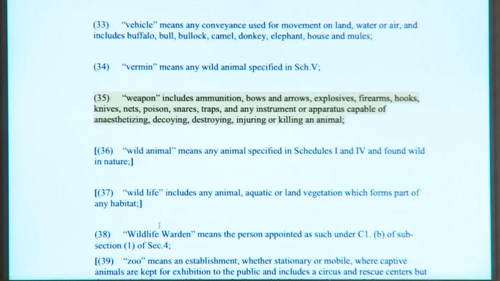So, when we talk about the legal provisions, we have to be very careful about what the act actually says. You cannot say that okay, I was just using it to capture the animal and my darting gun will not be able to kill the animal, so this is not a weapon. You cannot take that recourse, because the act has clearly stated what is a weapon, what is hunting and so on.